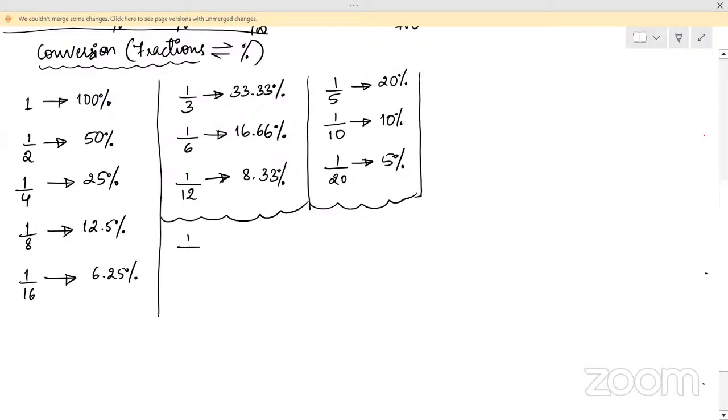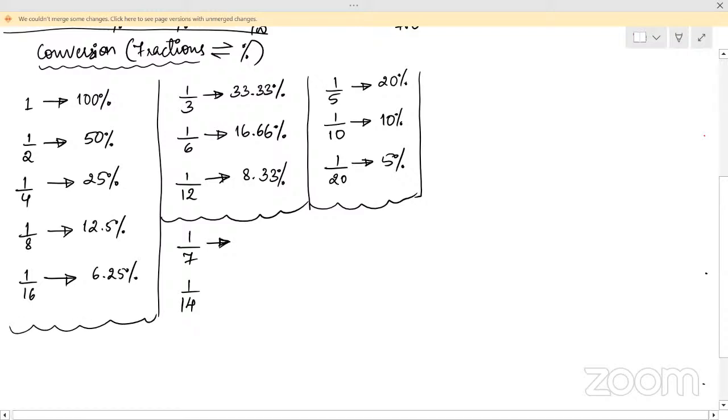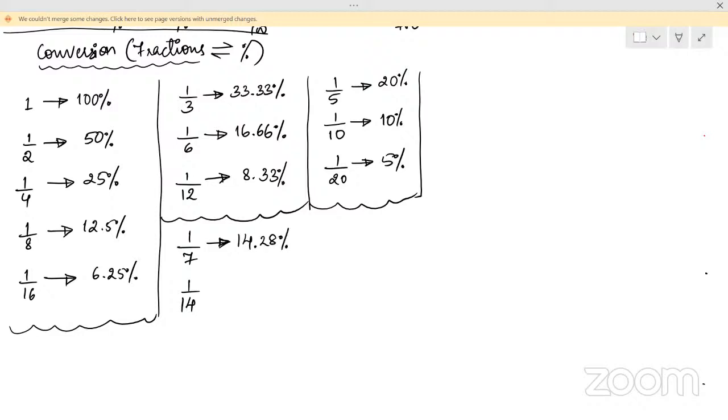Right, there you go. Now 1/7 and 1/14. 1/7 is actually an interesting number to remember. Does someone know what 1/7 is? So 14 point something. I'll tell you what that something is and how to remember it. Tell me, what is double of 7? 14. Double of 14? 28. So 1/7 is 14.28. Correct. Easy to remember?